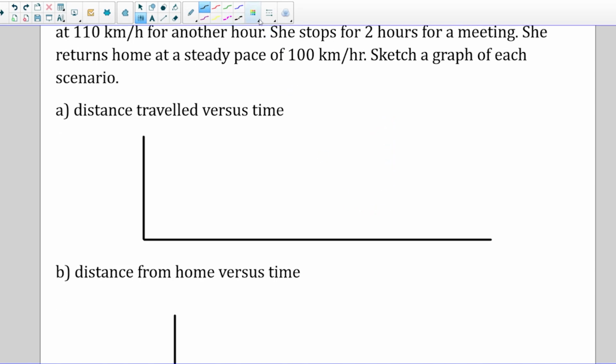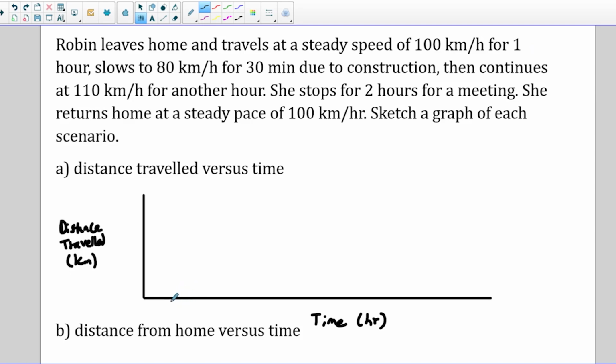So let's start off by labeling our time at the bottom here. Tip for you guys, how do you know which one is on the x-axis, which one's on the y-axis? In grade 10 or in math 10C, I would say 99.99% of the time time will be your independent variable. So this will be your distance traveled, and this will be in kilometers, and we know that your time will be in hours. So after doing that, we're going to try to figure out what our scale is going to look like.